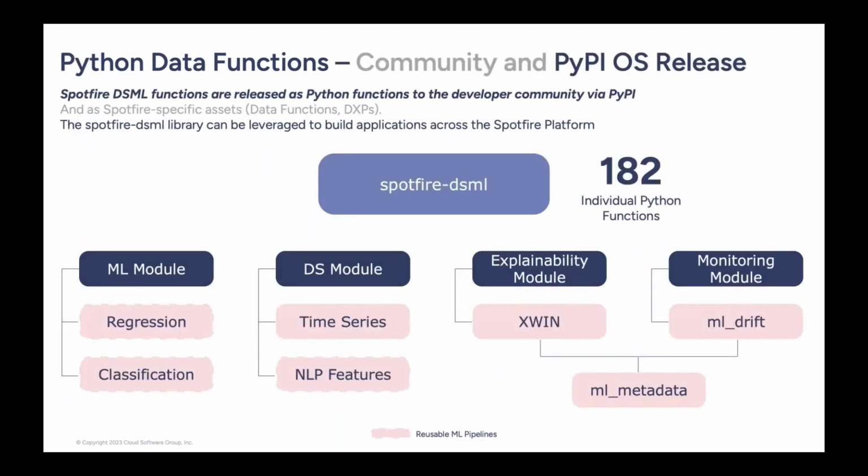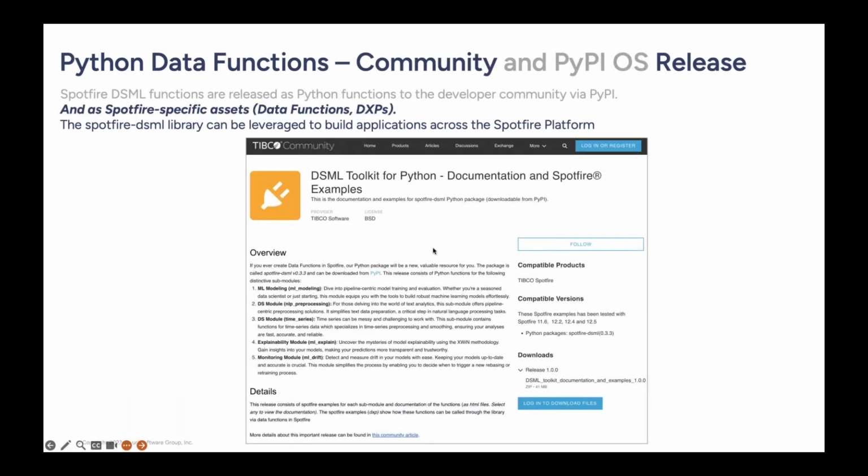Now, we have been putting some of these out in the open source. So the Python data function code underneath those, we just open sourced into the Spotfire DSML package. We published that out to PyPI in association with the Analytics Forum. There's 182 Python functions inside of that. There's an explainability module, a drift monitoring module, a data science module for time series and NLP. And we put all the regression classes, all this stuff is now out there in Python code, but we also released it on our community site as a set of data functions that you can bring into your flyout and your library and distribute across your organization.